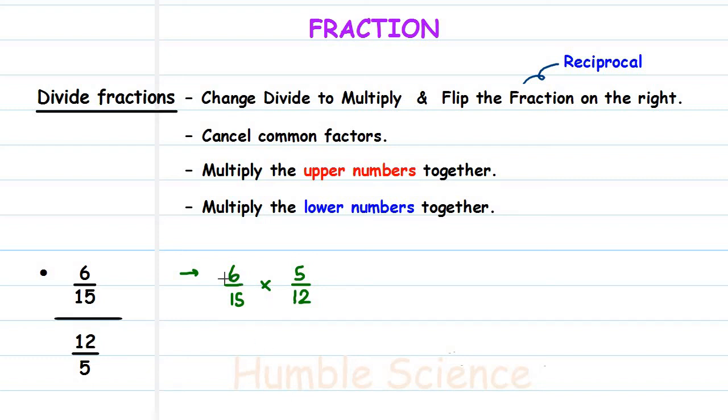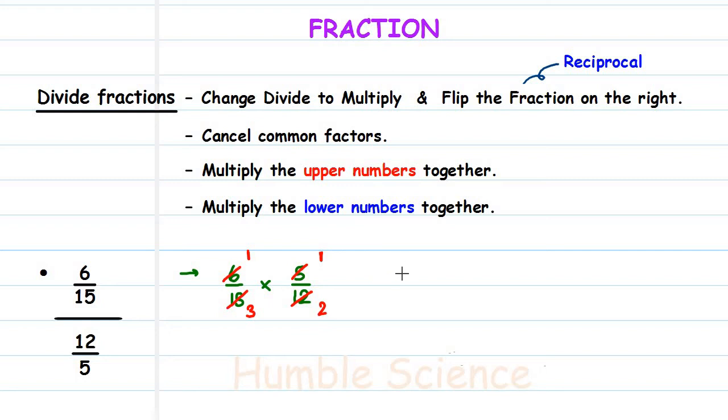The upper number 6 and the lower number 12 share a common factor, which is 6. 6 divided by 6 will be 1. 12 divided by 6 will be 2. And for the lower number 15 and the upper number 5, they also share a common factor, 5. So 15 divided by 5 will be 3. 5 divided by 5 will be 1.